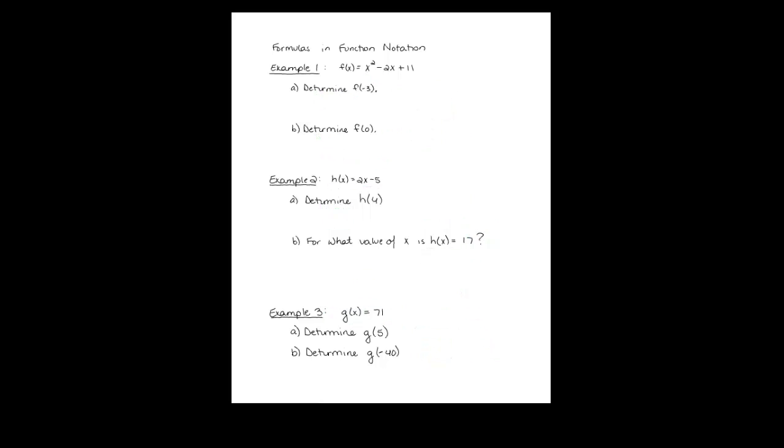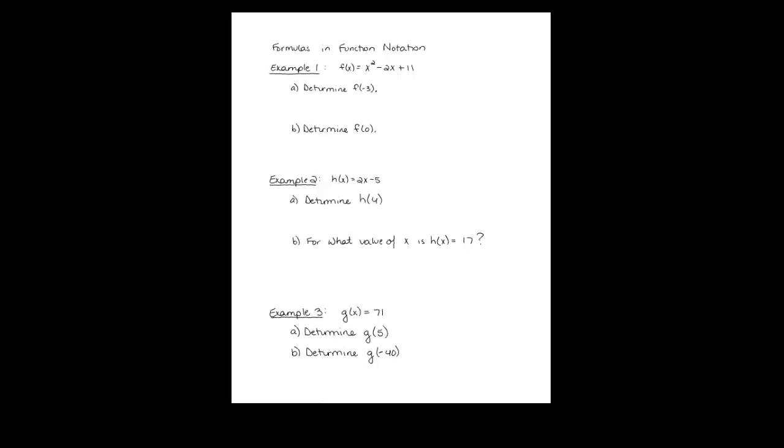In this section, we will be working with function notation, this time given formulas. So looking at example 1, we have f of x equals x squared minus 2x plus 11. And remembering in function notation, here the f is the name of the function. This is the function f. X is the input variable. And that's something that you need to remember as we work through these.